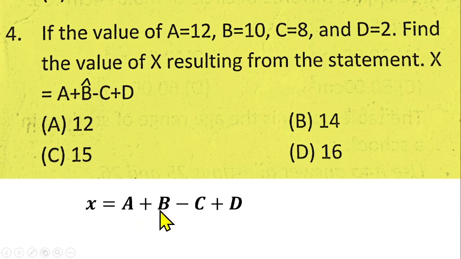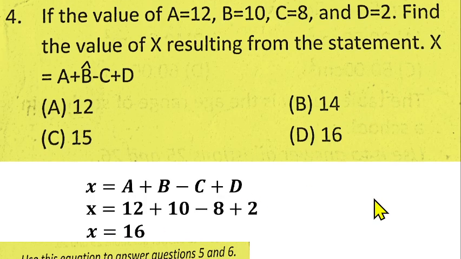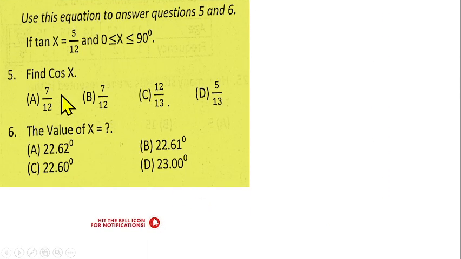So we have x equals this, then our a is 12, b is 10, c is 8, and d is 2. Put it here, you'll have x equals this. 12 plus 10 is 22, plus 2, that gives us 24, minus 8, that should give us 16, which is option D. Question number 5 and 6 are from trigonometric ratio.